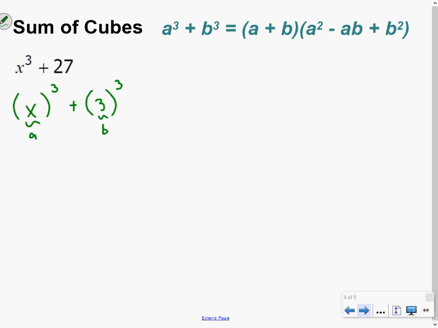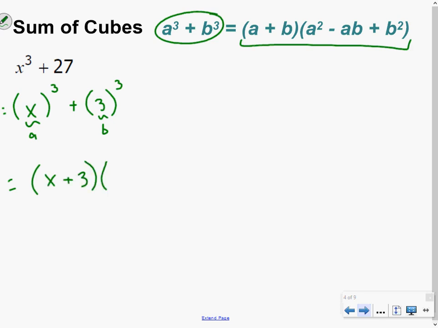So at this point, we literally just have to plug it into the formula. So we're going to use this part. This is really just the starting form. Okay, so x cubed plus 27 would factor into this, and then our next step would be going to our formula. So we're going to plug in our a and b values. So it's a plus b, which is going to be x plus 3, times a squared, which is x squared, minus a times b. Well, a times b is just 3x, so minus 3x, and then plus b squared. 3 squared is 9, so we get a plus 9 at the end. Okay, and that's it. So that's sum of cubes when we have addition.